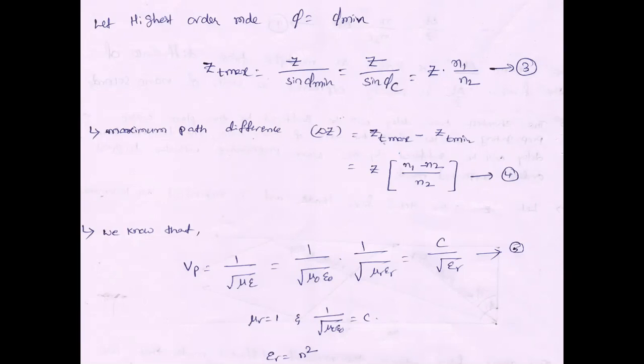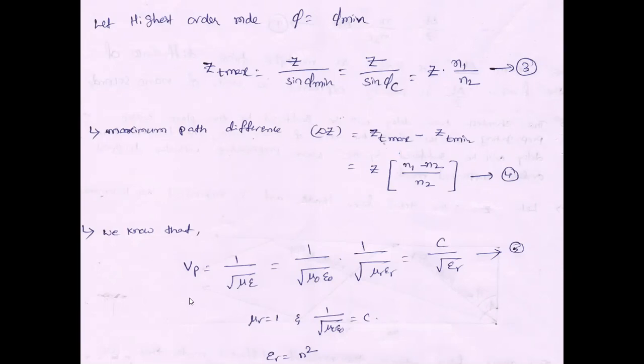Next, what is the difference between the two paths, the straight line path and the zigzag path? Delta Z, which is equal to ZT max minus ZT minimum. We are getting Z into (N1 minus N2) by N2. This is the maximum path difference.